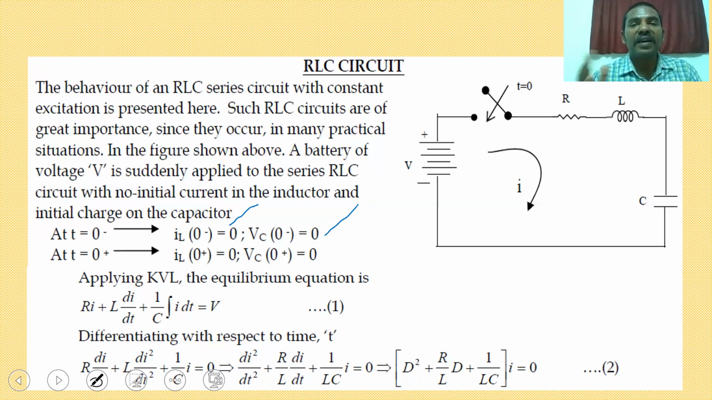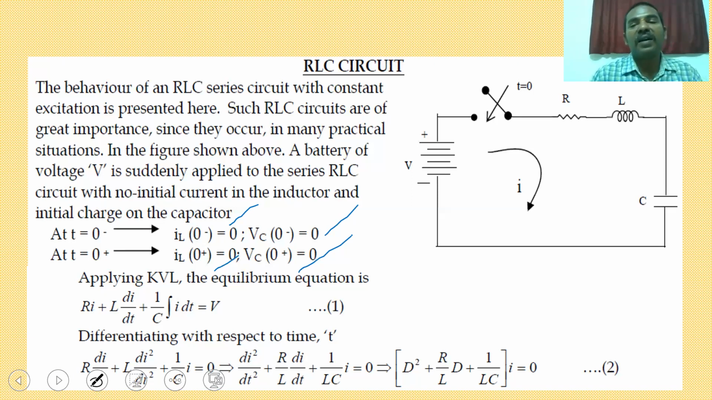The capacitor never takes instantaneous voltage; it behaves as a short circuit. So i(0+) is 0, and vC(0+) is also 0. Then coming to the equilibrium equation by applying KVL.